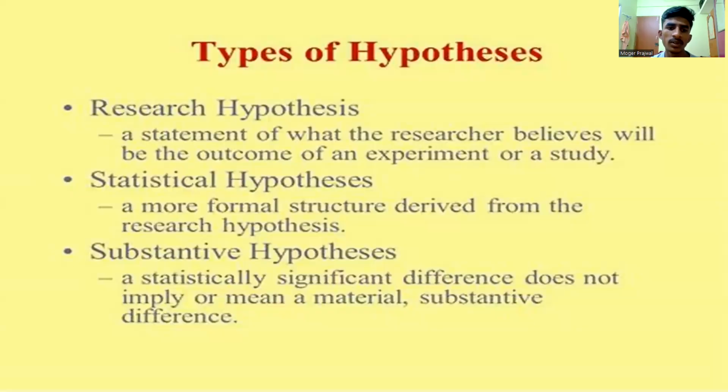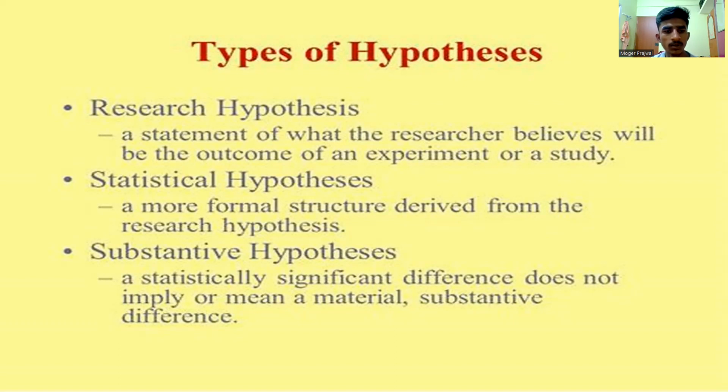And after that, we explain the types of hypothesis. What are the types? There are three types of hypothesis. The first is the research hypothesis, the second is the statistical hypothesis, and the third is the substantive hypothesis.